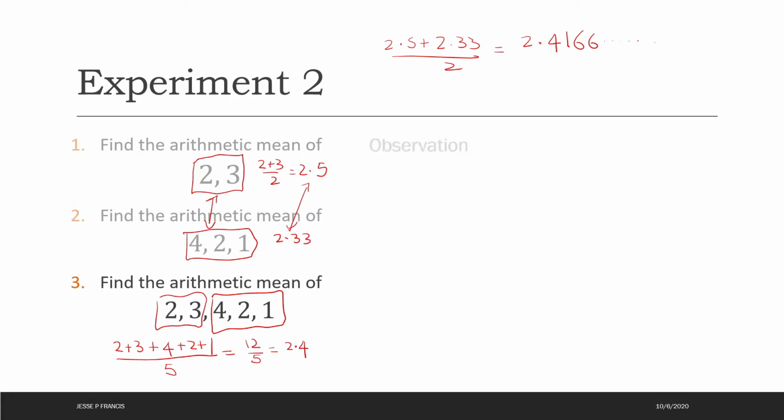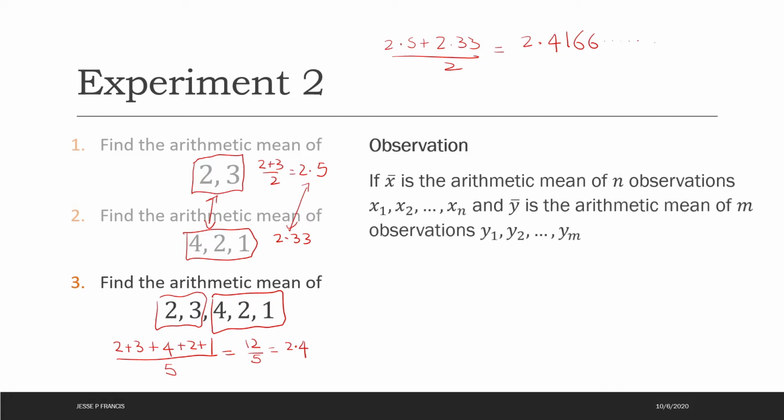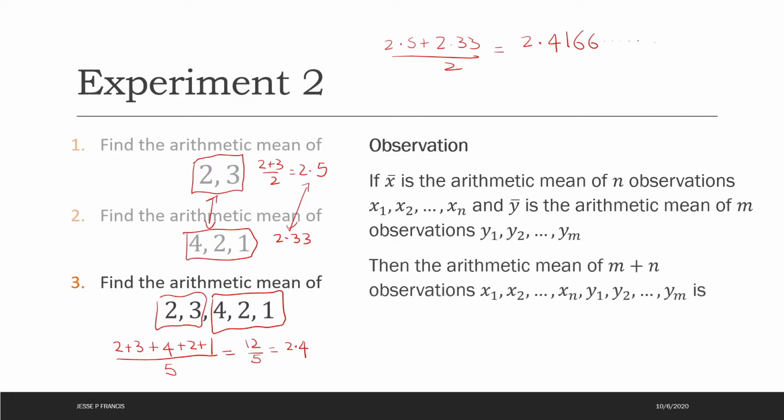In fact, if you continue your experiments like this, you will make an observation that if x bar is the arithmetic mean of n observations x1 to xn, and y bar is the arithmetic mean of m observations y1 to ym, then the arithmetic mean of the combined distribution, where there will be m plus n observations, will be equal to n x bar plus m y bar divided by m plus n.